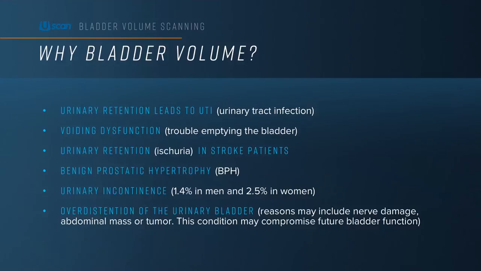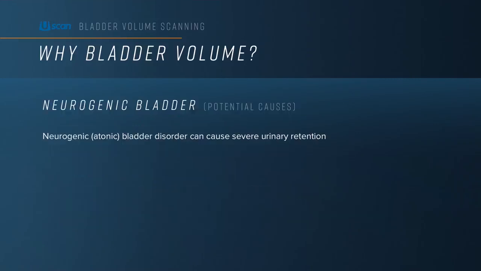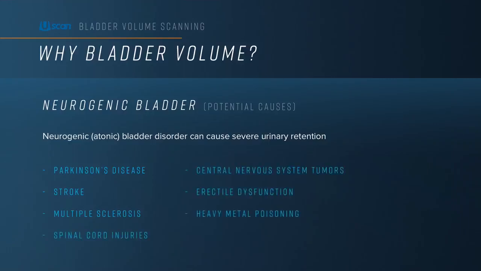Some of the disease processes that can lead to compromised bladder function or a neurogenic bladder include Parkinson's disease, stroke, multiple sclerosis, spinal cord injuries, central nervous system tumors, and more.